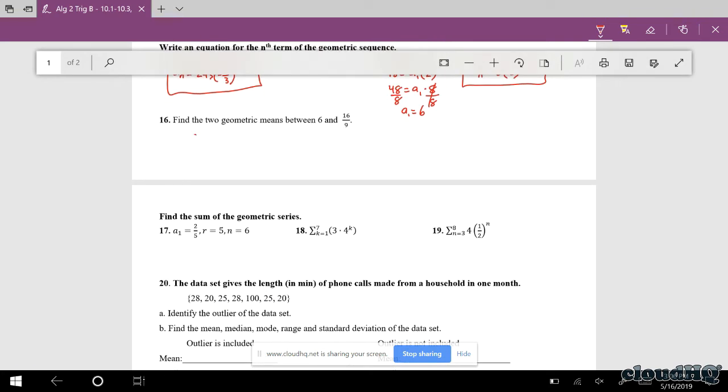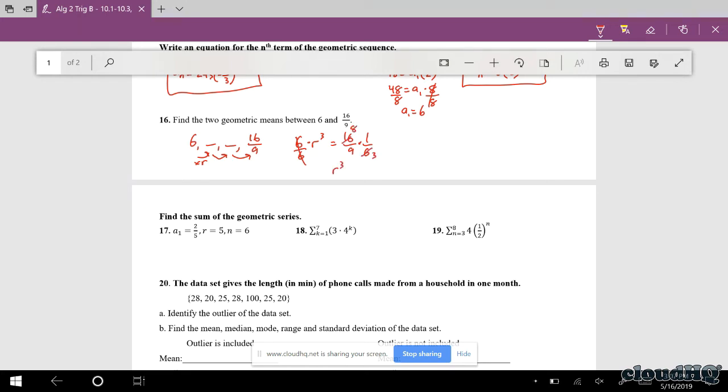2 geometric means. We've got 6, and then there's 2 blanks, and then 16/9. Since it's geometric, I know I'm multiplying by r over and over again, so 3 times. So I started with 6, I multiplied it by r to the third, I multiplied it by r 3 times, and I ended up at 16/9. So I would want to divide by 6, which is the same as multiplying by 1/6. And so I can simplify this a little bit.